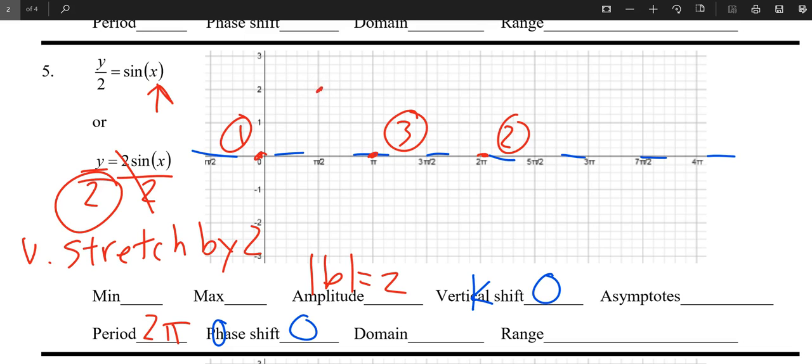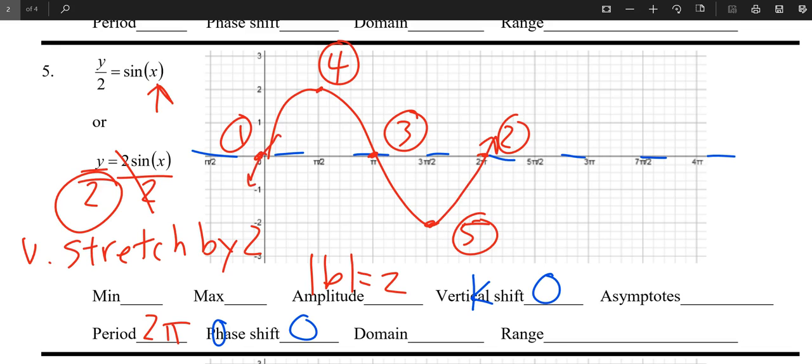Pi over 2, and then I have to go up 2 units. Right, there's point number 4 because I had to use the amplitude, and point 5 between 3 and 2, but you had to drop down 2 units below the center line. So we're getting a wave like this. And of course, you know, you're thinking min, max, range. Those things are pretty reasonable from -2 to +2. Any questions about how we graphed that one?